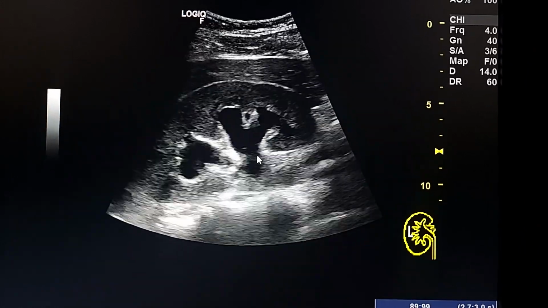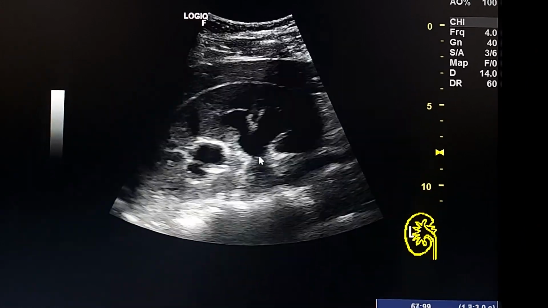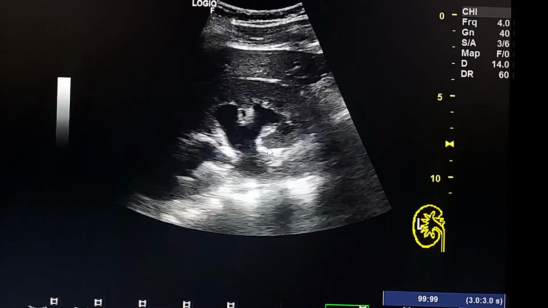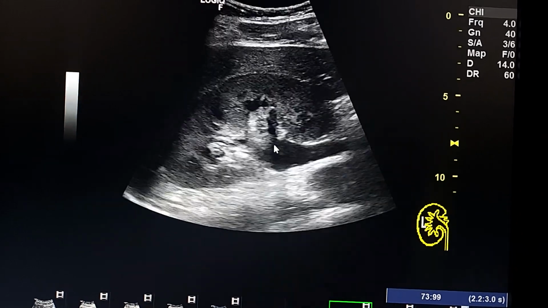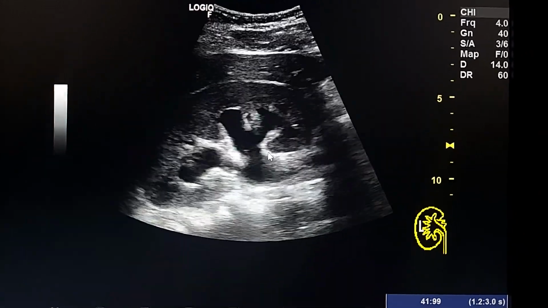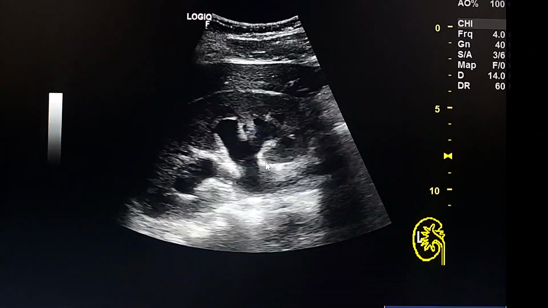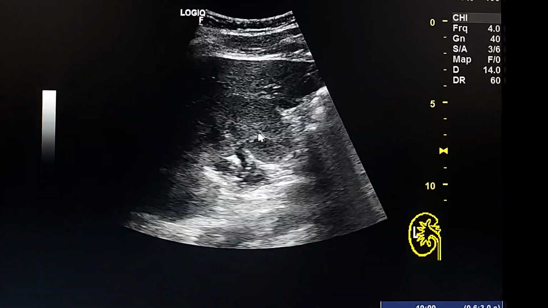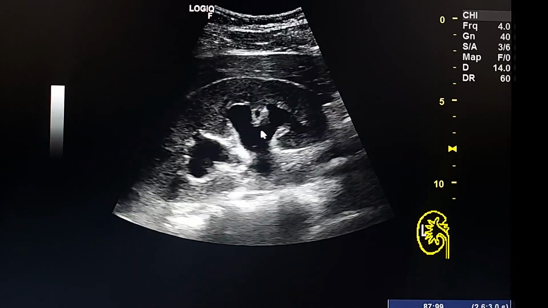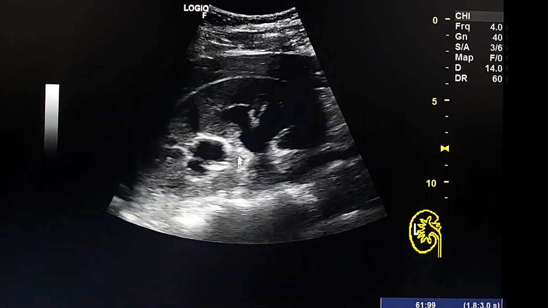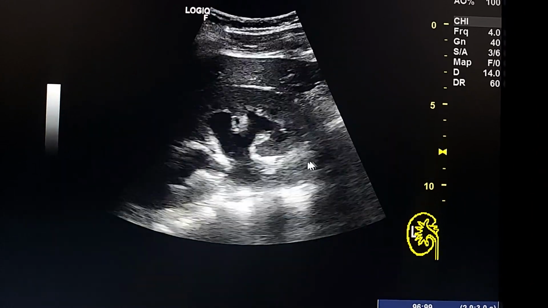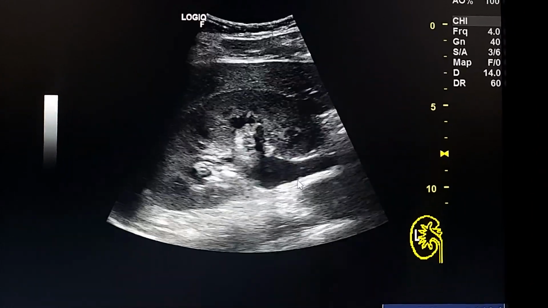This is the right kidney, grade 2 hydronephrosis in a male patient with acute right flank pain. We see dilatation of the calyces and the pelvis, and the upper ureter is also dilated.